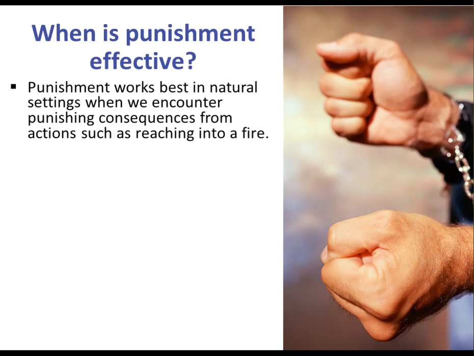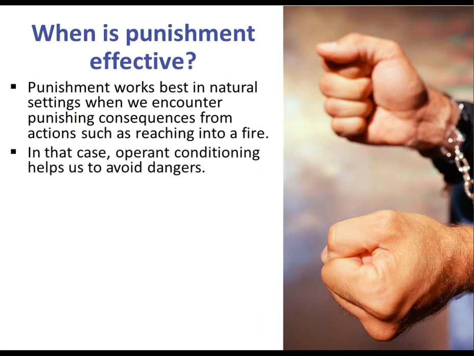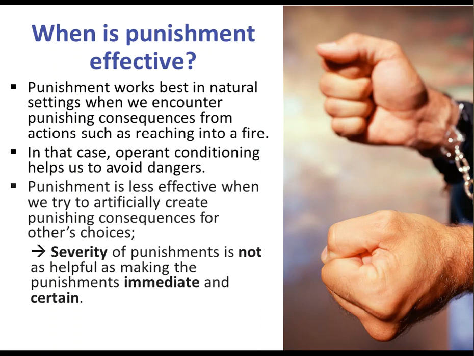Punishment works best in natural settings, when we encounter punishing consequences from actions such as reaching into a fire. In that case, operant conditioning helps us to avoid dangers. Punishment is less effective when we try to artificially create punishing consequences for others' choices.